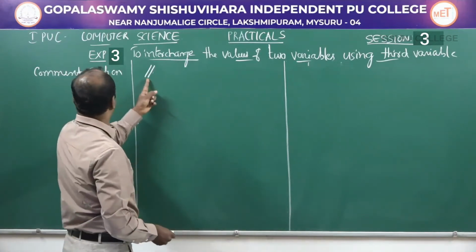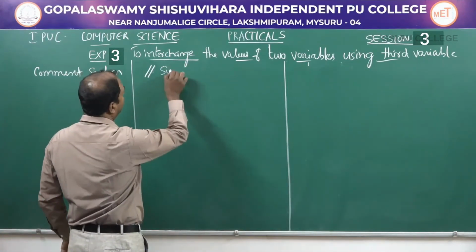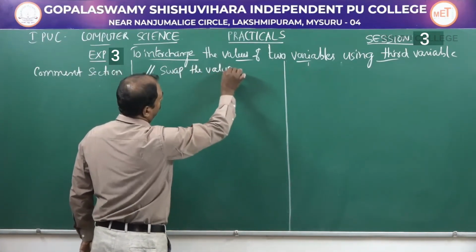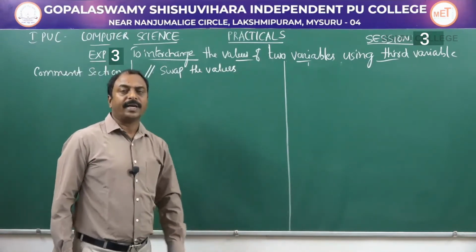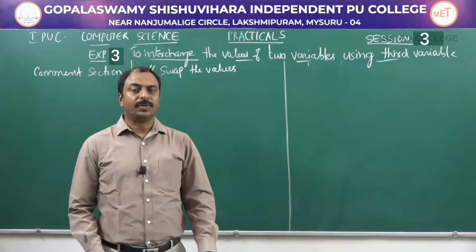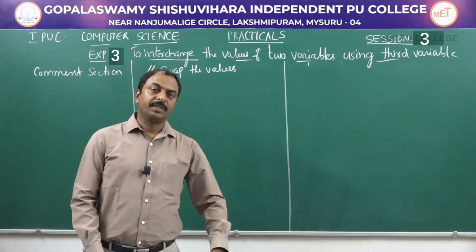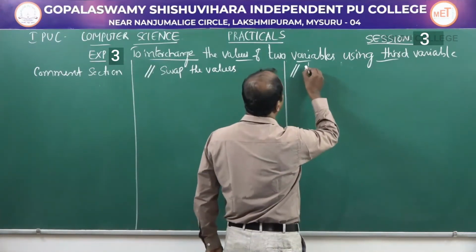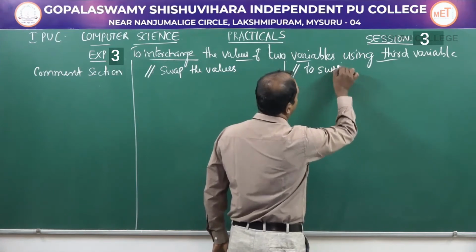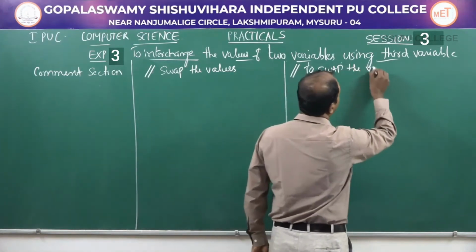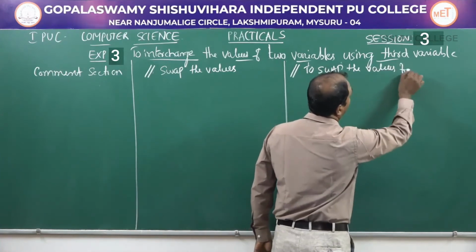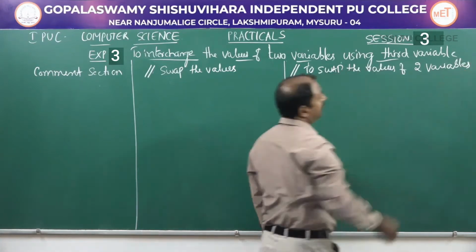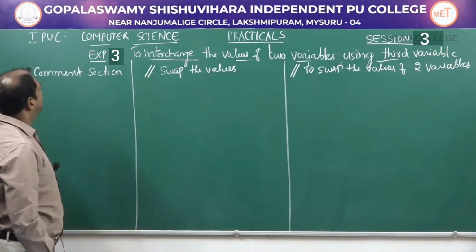So here I can write the comment. For example, here I can write swap the values. This is one comment. These comments can be written at any point of time in a program. You can even write a comment at each and every statement of your program. For example, to swap the values of two variables. This is the first section, that is comment section.